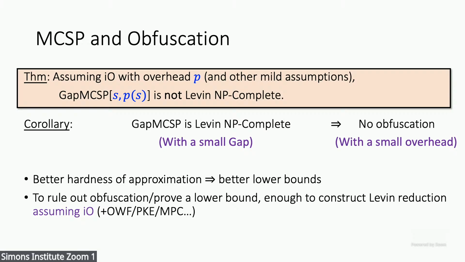And if you have obfuscation, you have crypto, like one-way functions, public key encryption, multi-party computation. Maybe it will be useful in the reduction. Actually, we have a reduction for conditional Kolmogorov complexity that uses witness encryption in the reduction. So maybe it's possible to use this fact.